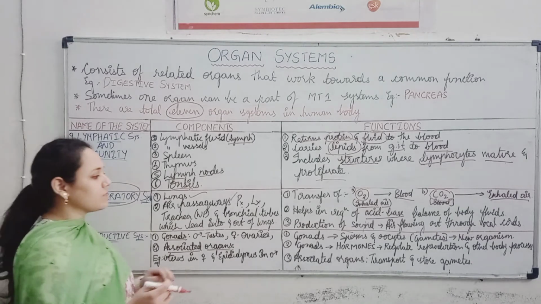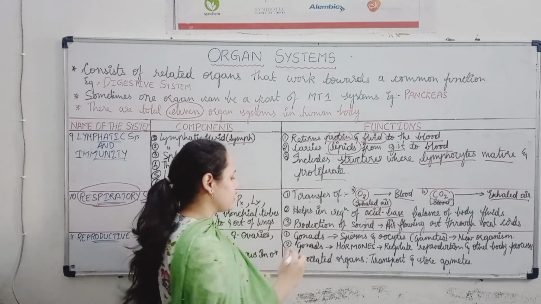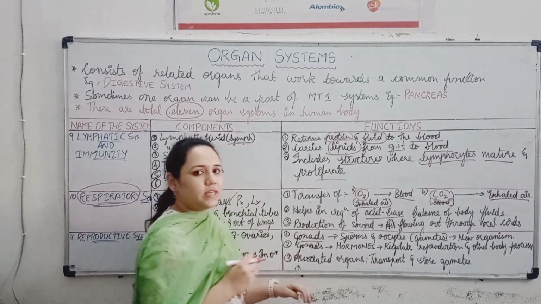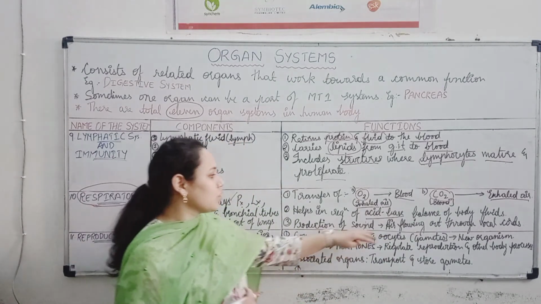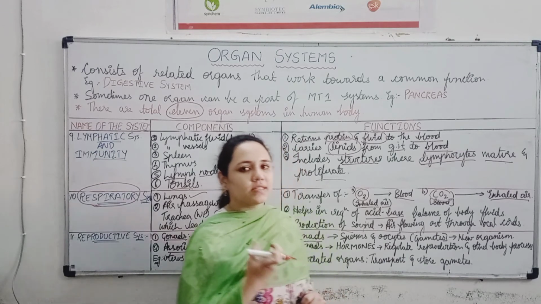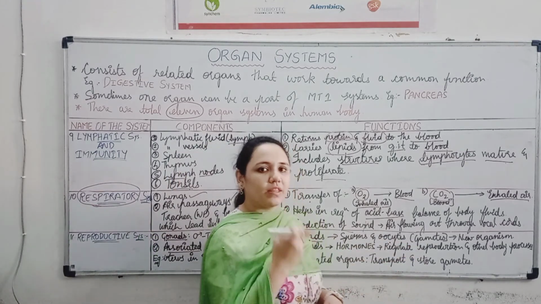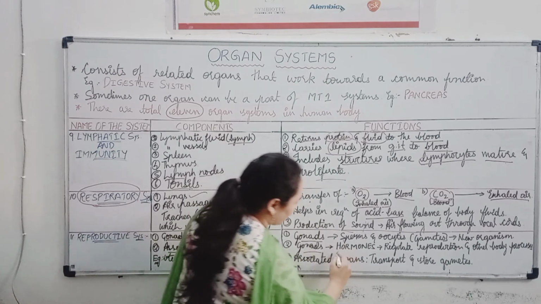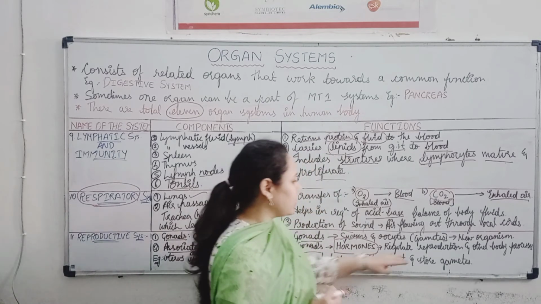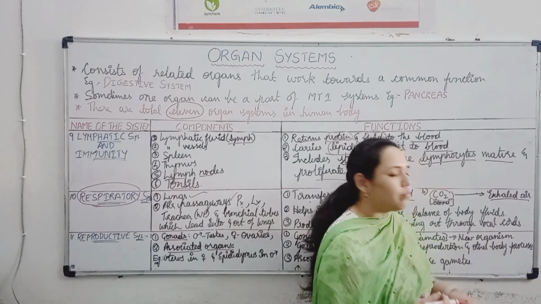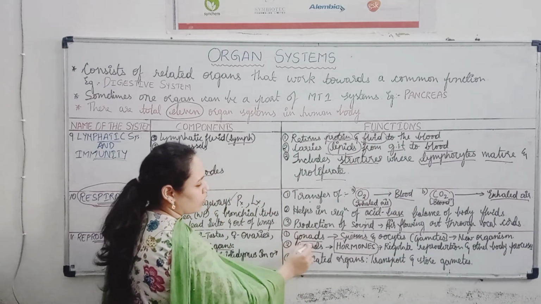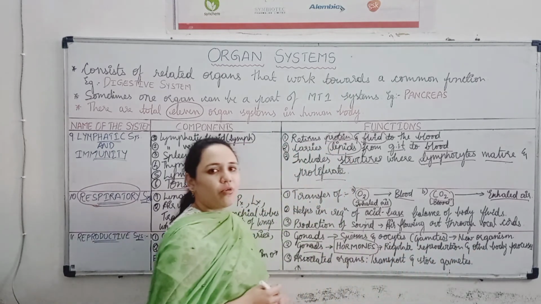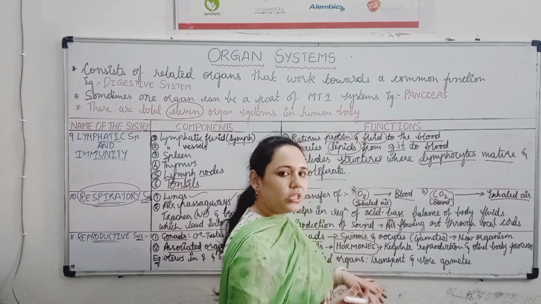So what is the function of the reproductive system? These gonads have mainly two functions. These gonads produce sperms and oocytes. These sperms and oocytes are also called gametes. They are involved in formation of a new organism. That is, when a sperm and oocyte undergo fertilization, a new organism is formed. And then gonads are also involved in secretion of certain hormones which regulate the reproduction process and other body processes. These hormones are such as testosterone, estrogen, etc.